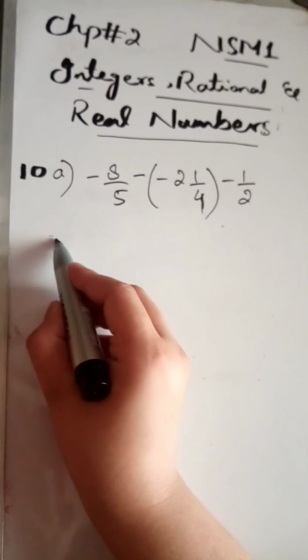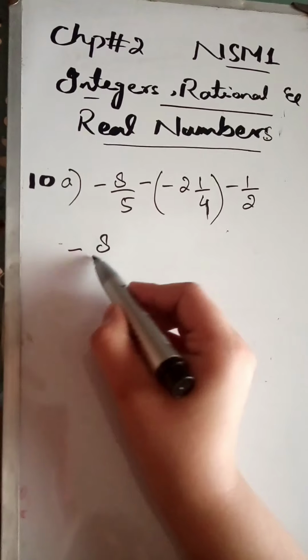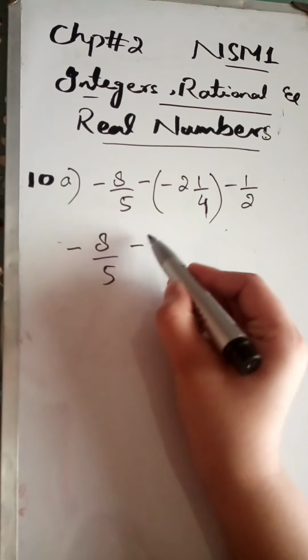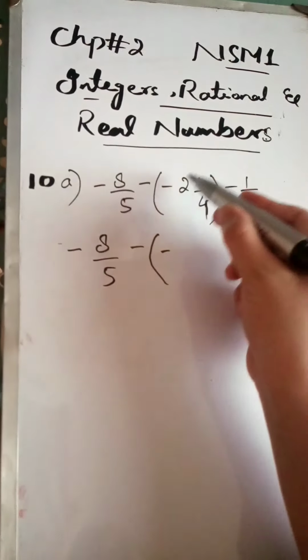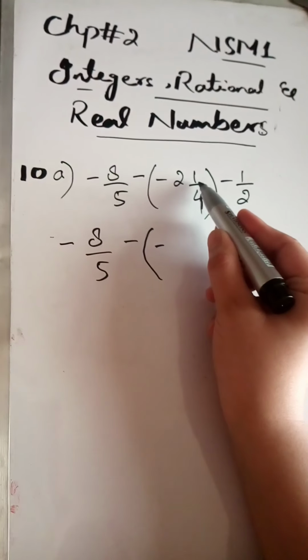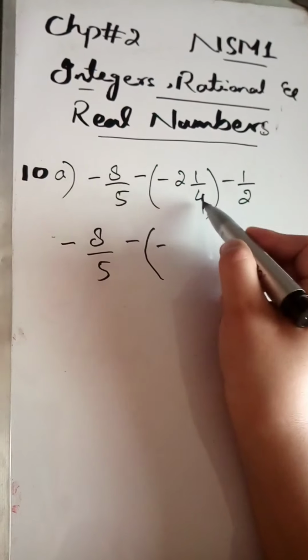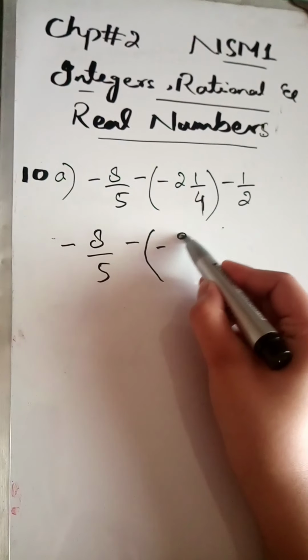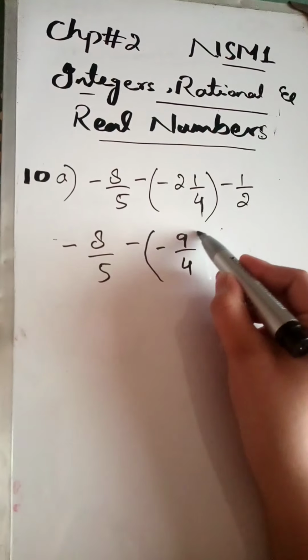Bismillahirrahmanirrahim. Minus 8 by 5 minus. Okay, firstly we solve this mixed fraction. 2 4s are 8 plus 1. Always add the numerators. 2 4s are 8 plus 1, 9. 9 by 4.